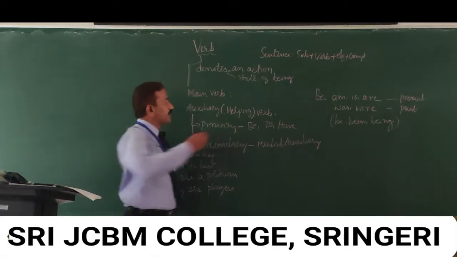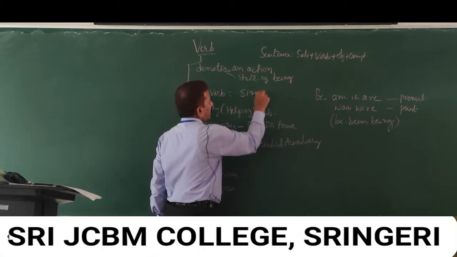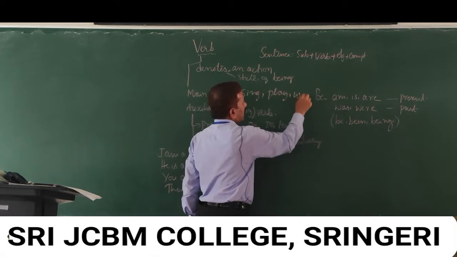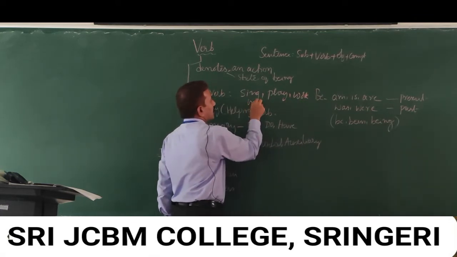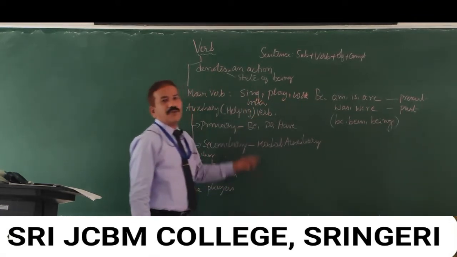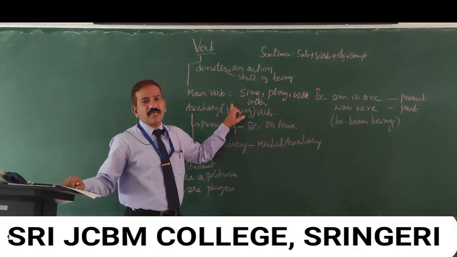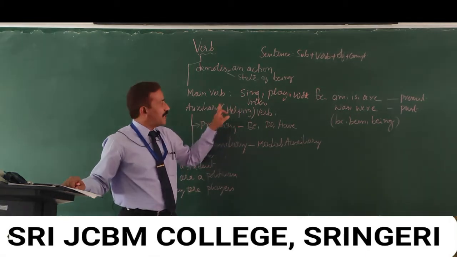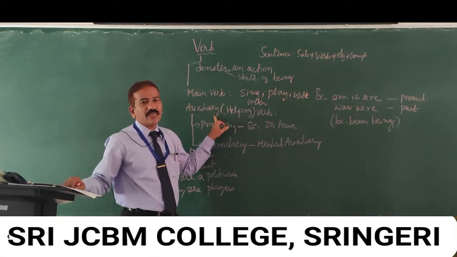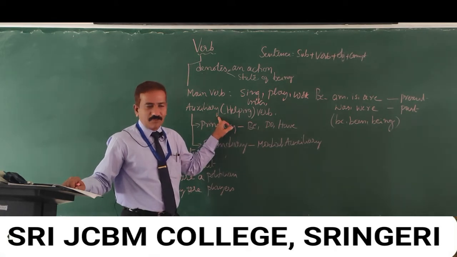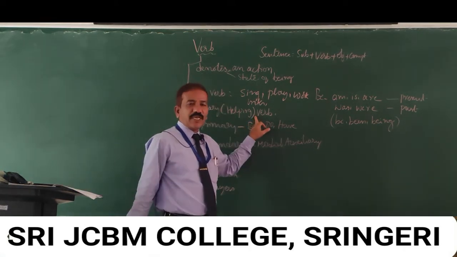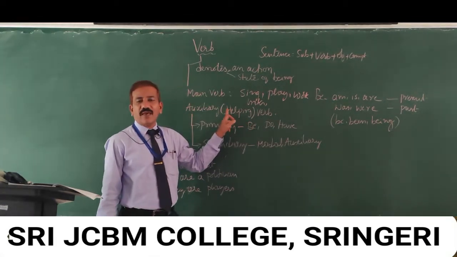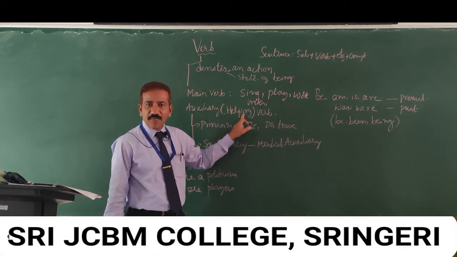For example, sing, it indicates an action. Again, play, it indicates an action. Work, it indicates an action. Write indicates an action. So, a main verb is a word which denotes an action. On the other hand, there is one more thing, the auxiliary verb, or we can say helping verb. A helping verb helps the main verb. See, the word itself indicates that an auxiliary verb or helping verb helps the main verb.